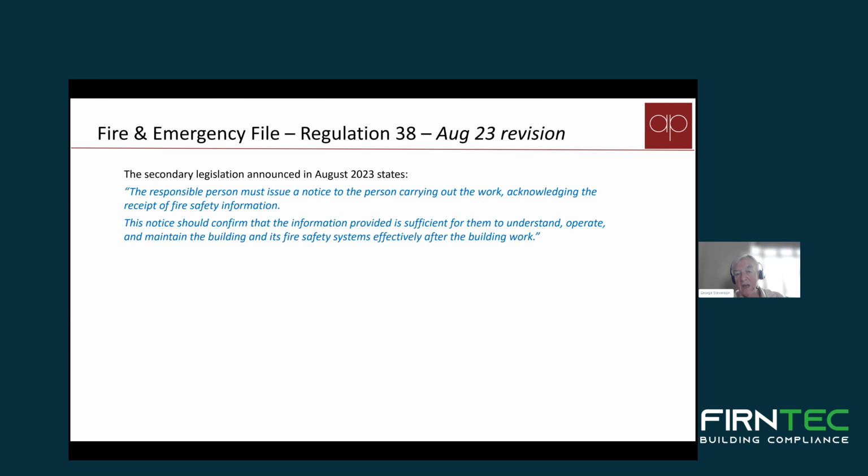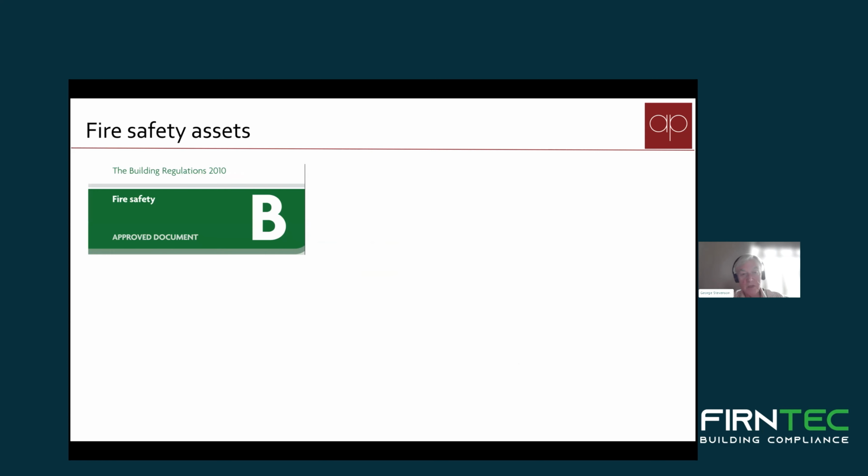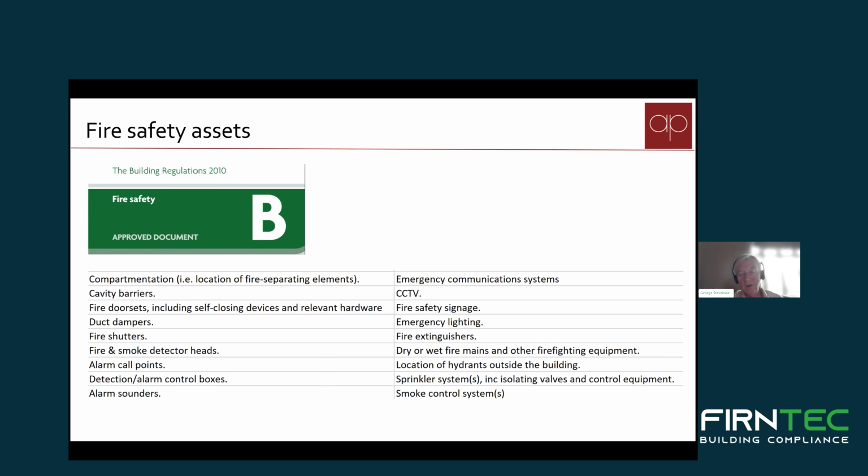The key thing is that the client now has actually got to expressly confirm that they've got all the information that they need. And also the contractor has also got to make a statement that they've actually given it and also confirm that they've received the acknowledgement. So a lot of people are saying, well, what information is needed? Well, we've been through Regulation 38 and we've picked out certain key asset types that you need information on.